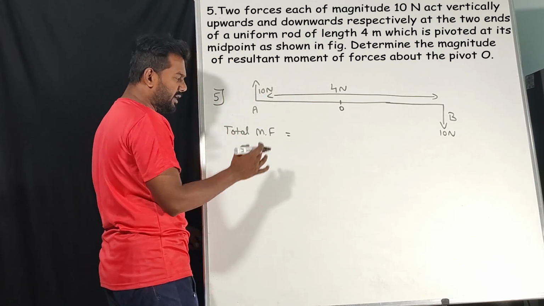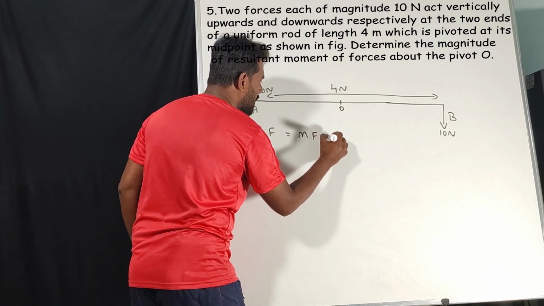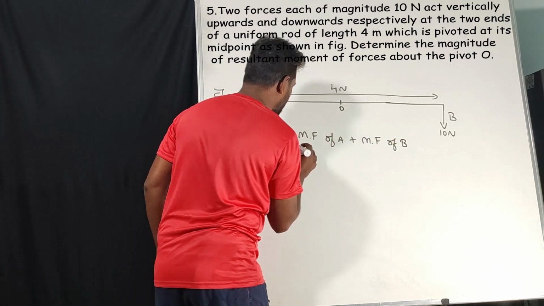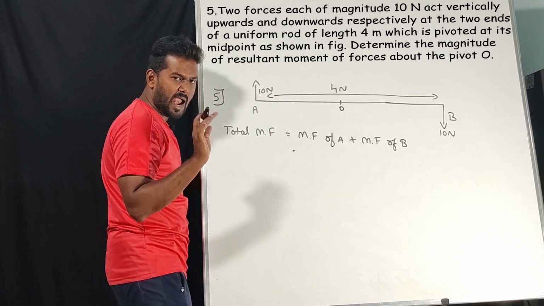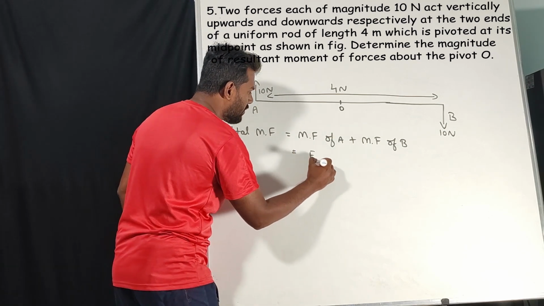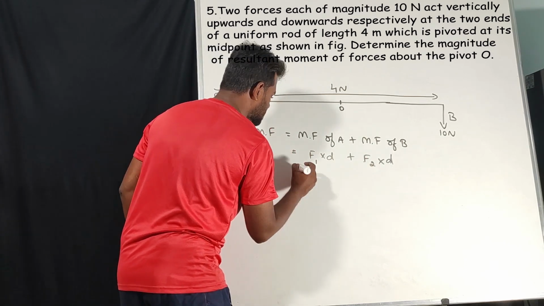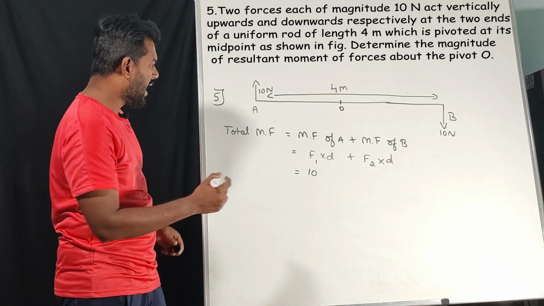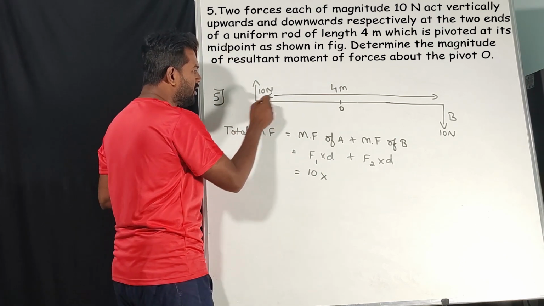So how can we do that? Total moment of force or resultant moment of force is nothing but the moment of force of A plus the moment of force of B, because both have the same direction, clockwise, that is why we are adding. Now the moment of force of A. To find the moment of force, what do we require? Force 1 into distance, and again force 2 into distance. So what is the force 1 value? That is 10 Newton, correct. Now we have to talk about the perpendicular distance. We are talking about force 1, that is A, from here to the pivot point.